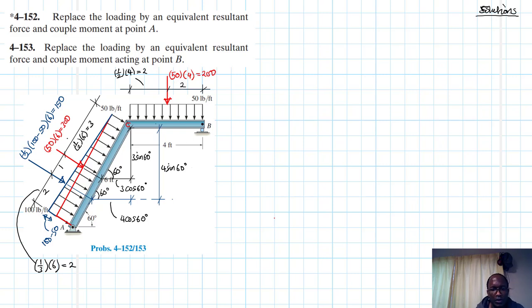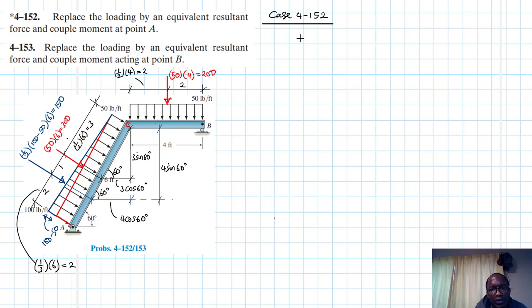Great. So let's start the work now. We want to find moments about point A. Replace the loading about point A by the equivalent force and the couple moment at point A, and we replace the loading also by an equivalent force and couple moment at point B. So let's start with point A. Let's call this case 1, which is 4-152.